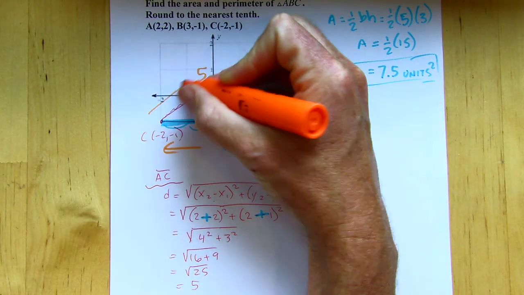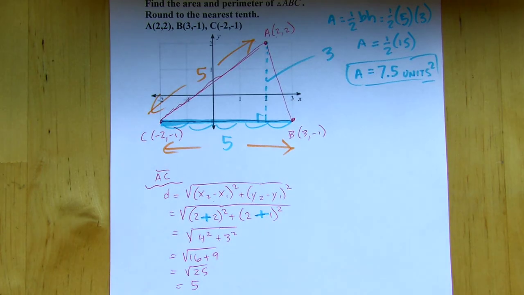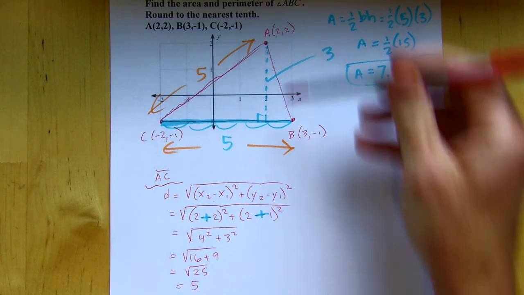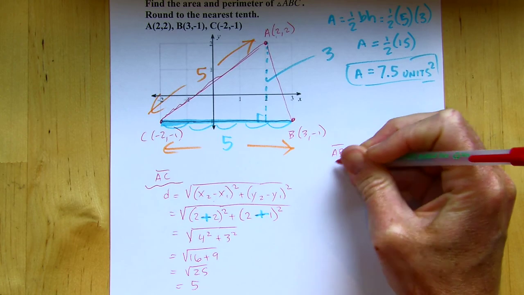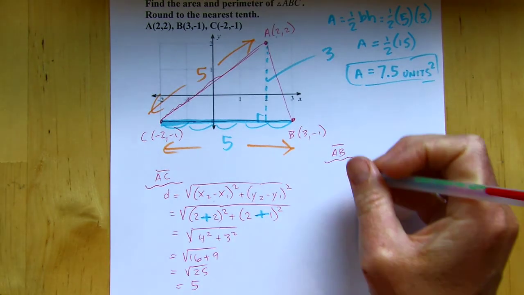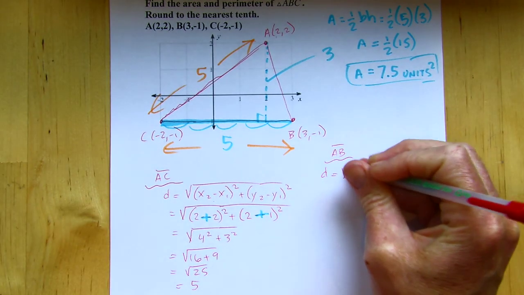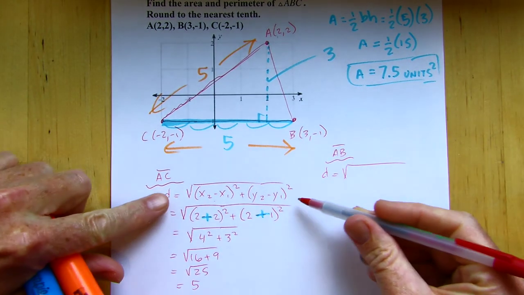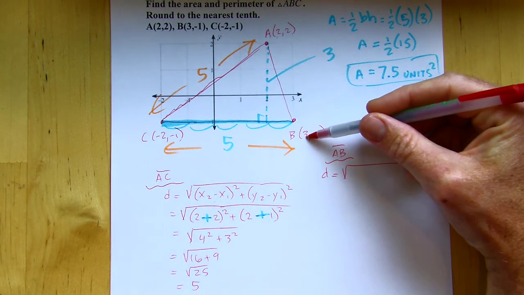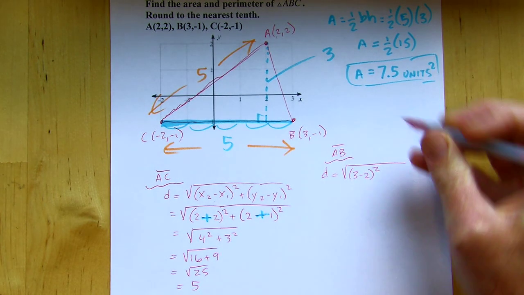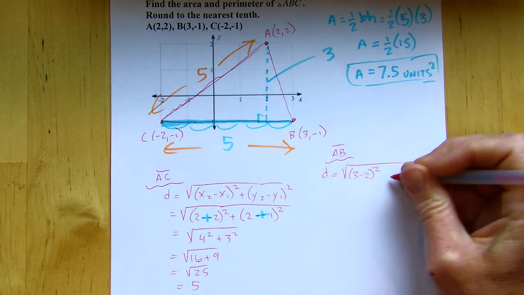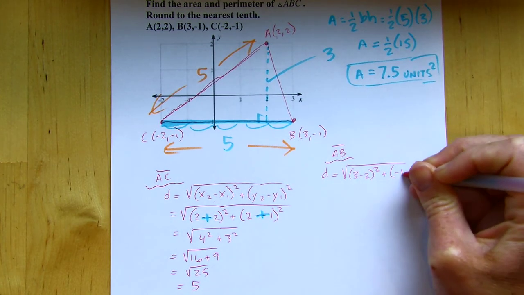So that was this side. Okay, and now I have 2 of the 3 sides down. I need 1 more, so I'm going to use the distance formula on AB on the right side of this triangle. Okay, I'm going to use this formula. So for x, I'm going to do 3 minus 2 and square it. And then negative 1 minus 2 and square that.